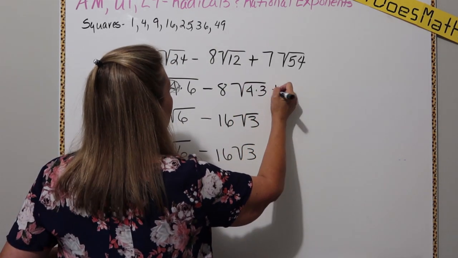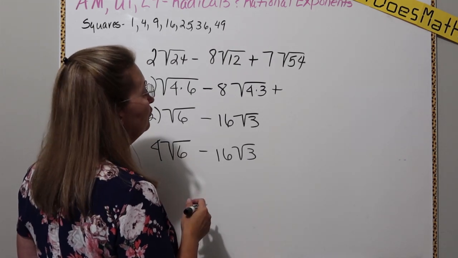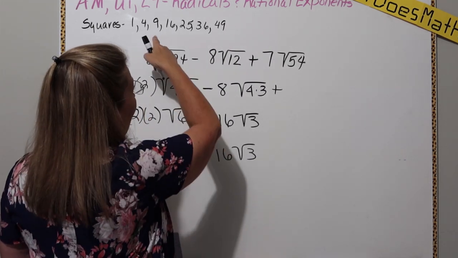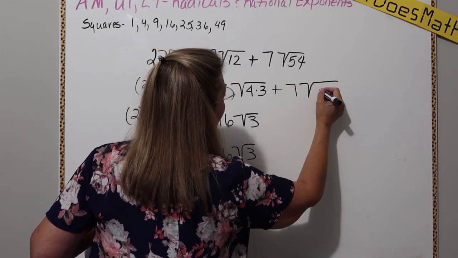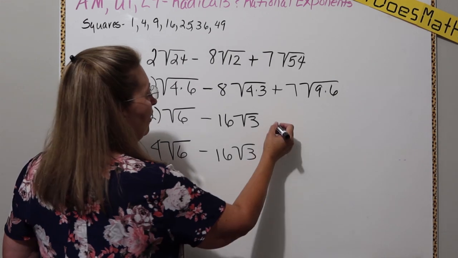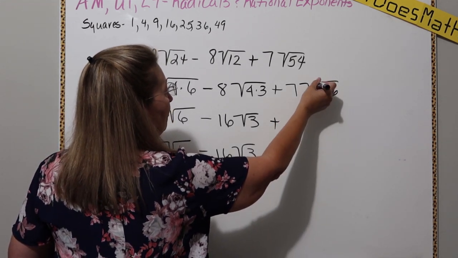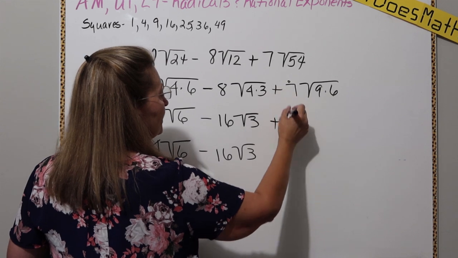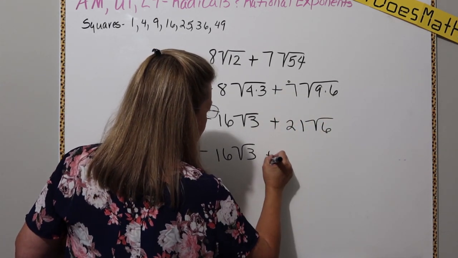Okay, now the last one. What is a perfect square that will go into 54? How about 9? So this is going to factor into 7 times the square root of 9 times 6. Alright, what's the square root of 9? 3. So when I pull that out and multiply it times 7, I'm going to get 21 square root of 6.